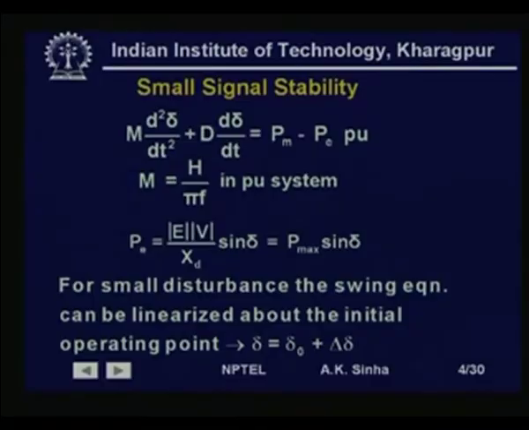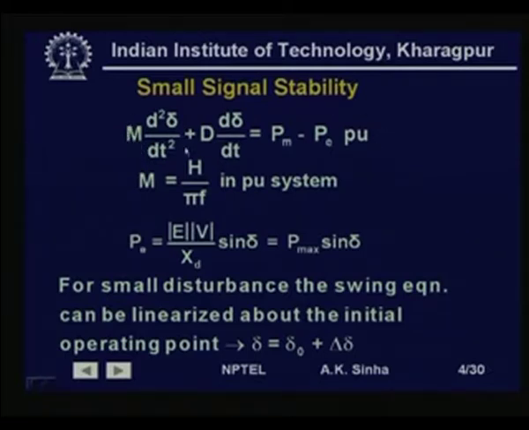Therefore, we know that the dynamic equation of the power system is nonlinear. That is, if we see the swing equation, we have the swing equation as M d2 delta by dt2 plus D d delta by dt is equal to Pm minus Pe, and the Pe term, as we had seen, is a nonlinear term. It is a function of delta, and in fact for a cylindrical rotor machine, the value of this Pe is equal to P max sine delta.